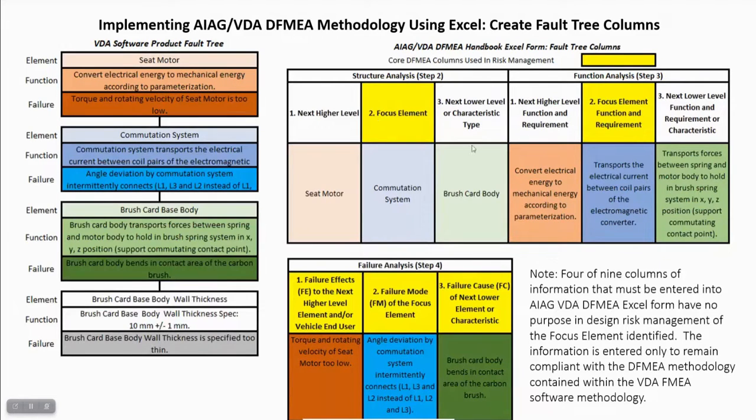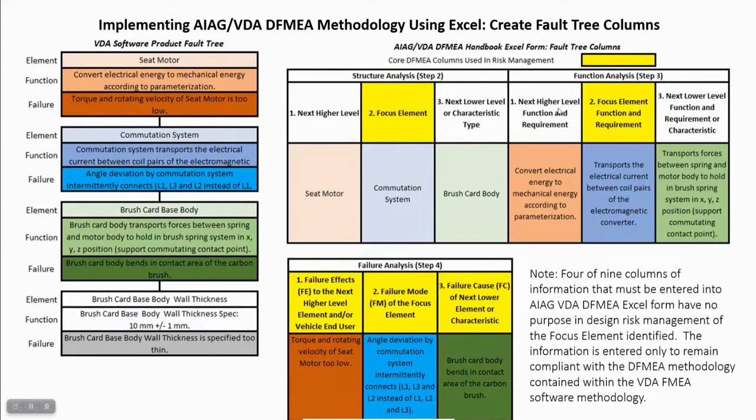So basically when you go to do your FMEA, they talk about this 6-step method. Well, step number 2 is to basically show the 3 levels, your first structure net. All you're doing is taking the seat metal, the commutation system, and the brush card body, and you put that into structure. So this here is your structure net or structure tree.